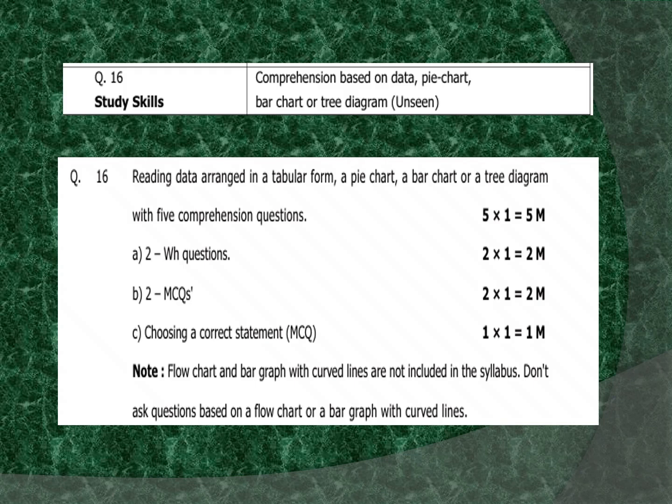Next, question 16 will be about study skills, and here the reading data is arranged in a tabular form. Either a pie chart or a bar chart or a tree diagram will be given with 5 comprehension questions, and here also each question will carry 1 mark. Here also there will be 2 WH questions, 2 MCQs, and definitely the 5th one will be on choosing a correct statement, but it will also be an MCQ. And the teachers have to keep this point in mind about question C here.